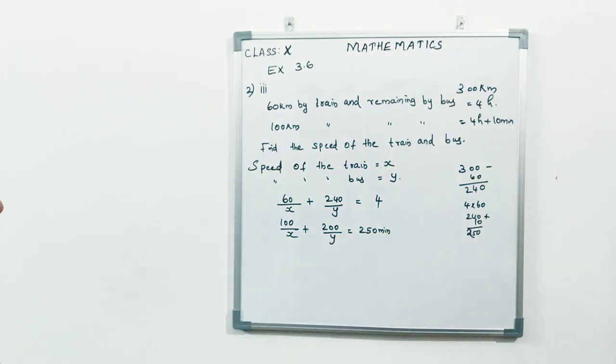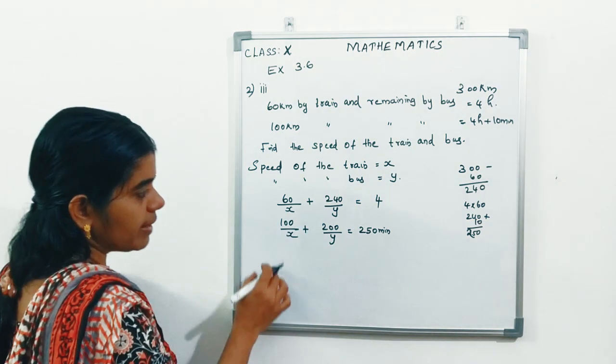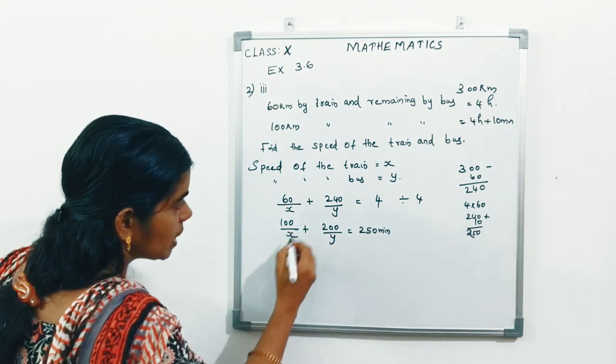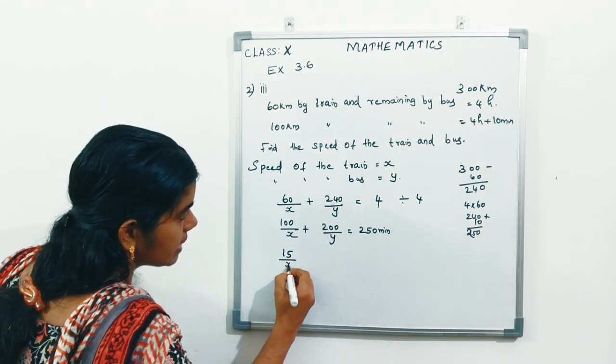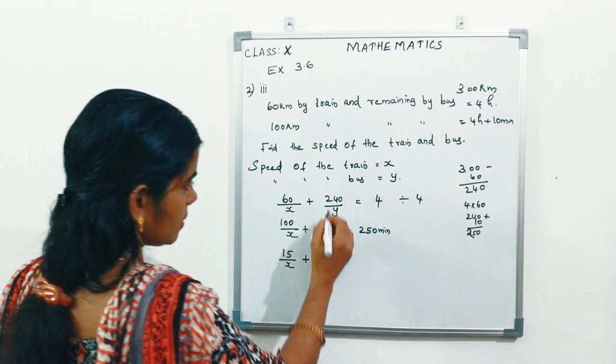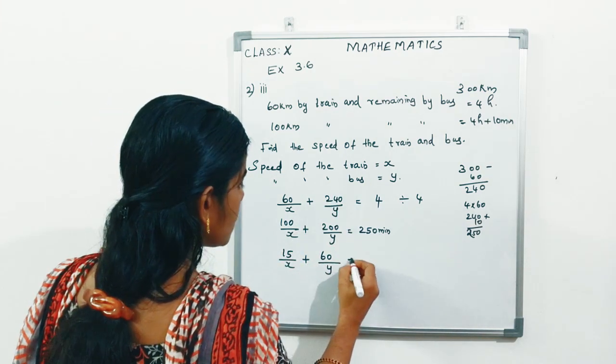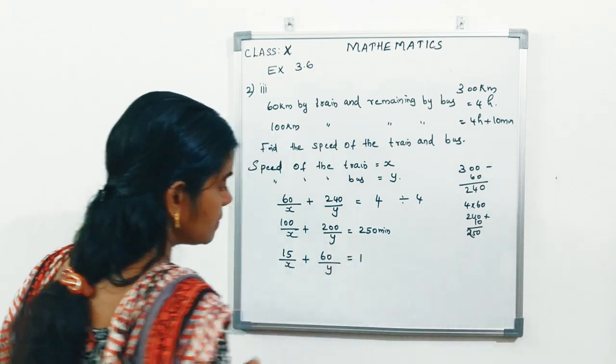And then we can make those two in a shorter form also. The first equation we can divide by 4. Then you will get 15 by x plus 60 by y is equal to 1. That is the first one.